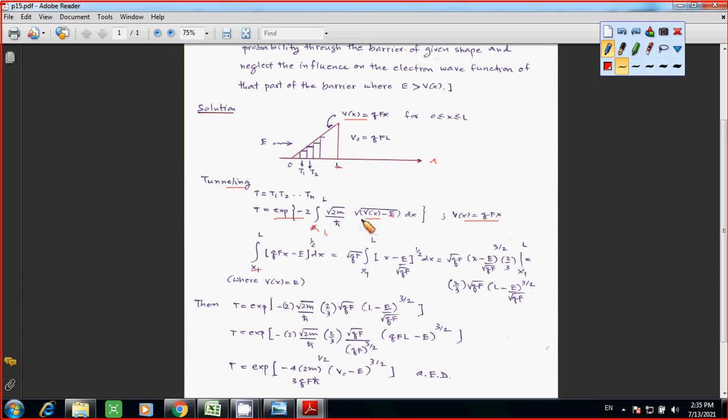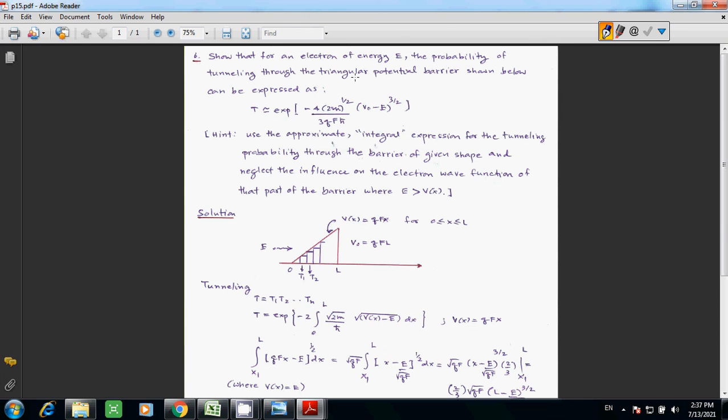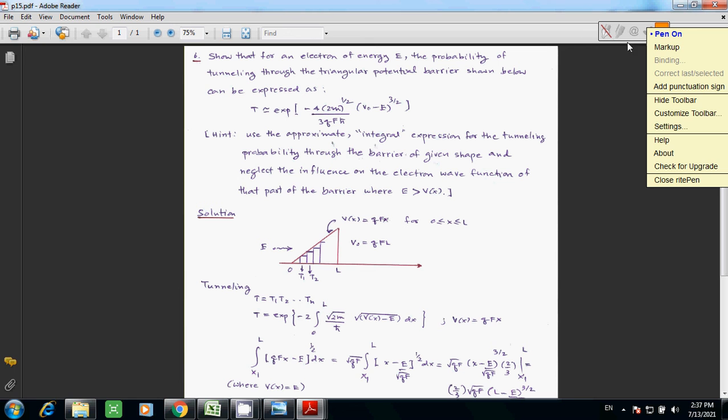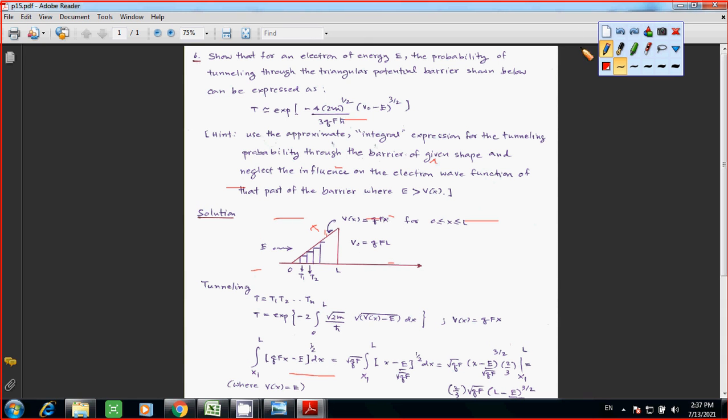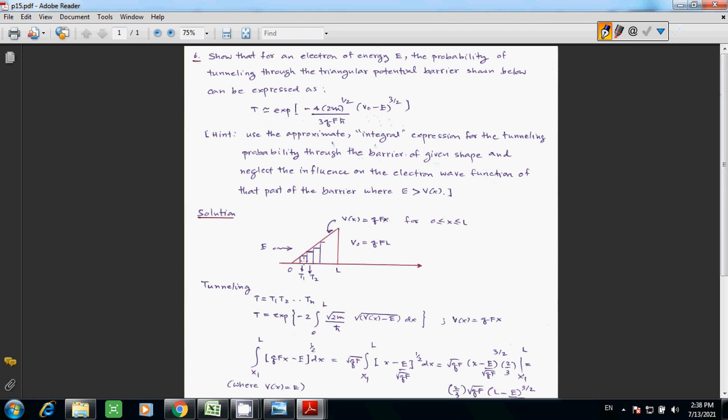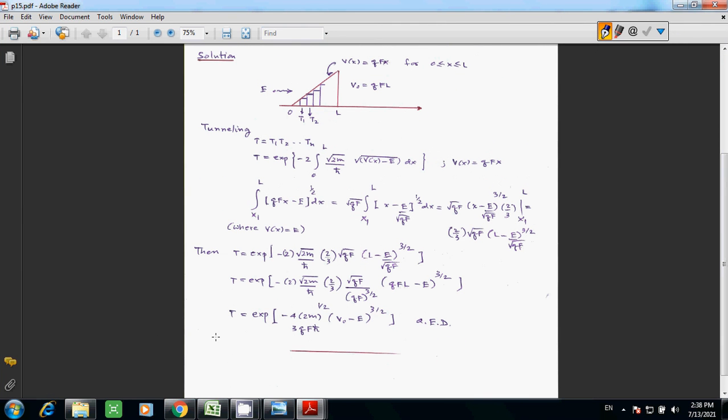So you can work this out from integration. This one is very simple. You simply have x. You rearrange the terms, you can end up with this equation T as given in the problem. T is equal to exponential of negative 4 root 2m over 3qF h bar times V0 minus E to the power 3 over 2. So that's how you derive the equation for the probability of tunneling.